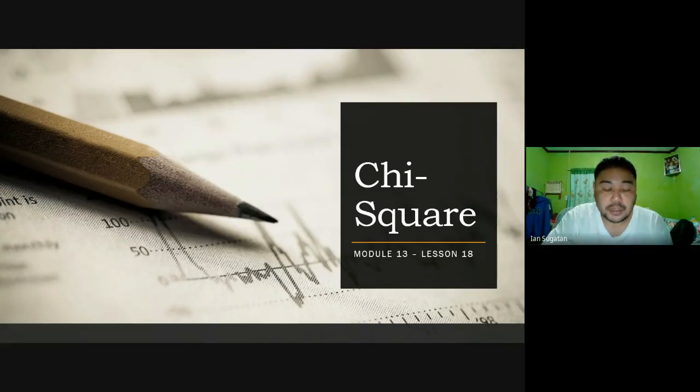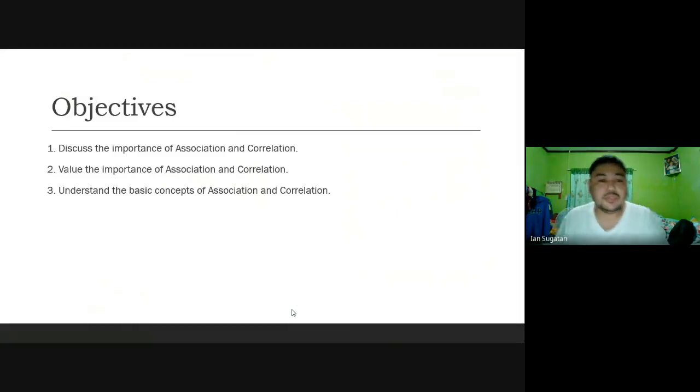Before we go deeper on chi-square, let me just reiterate the objectives for this evening. Number 1 is to discuss the importance of association and correlation. Number 2 is to value the importance of association and correlation. Number 3, understand the basic concepts of association and correlation.